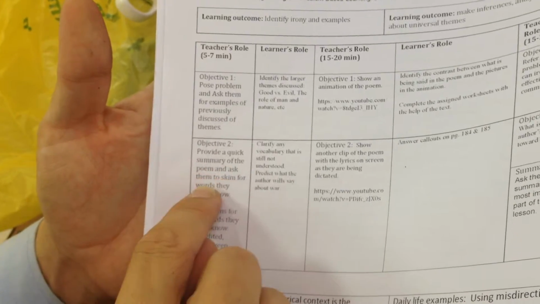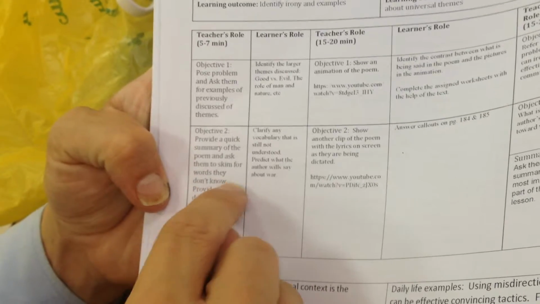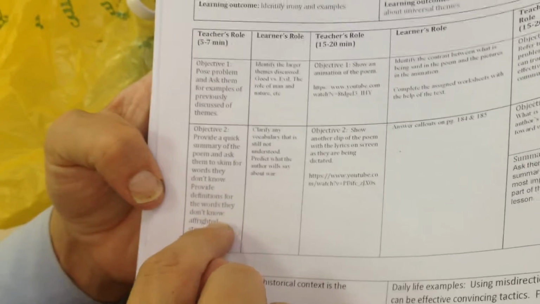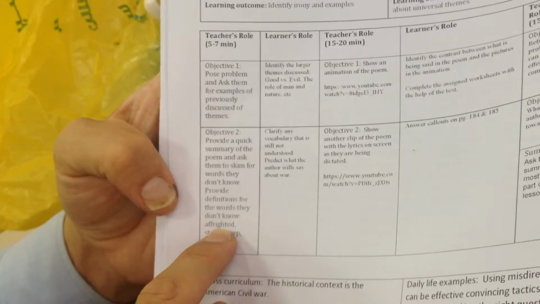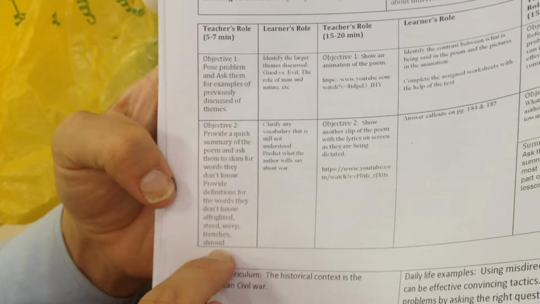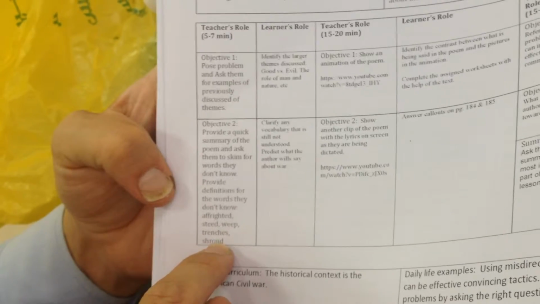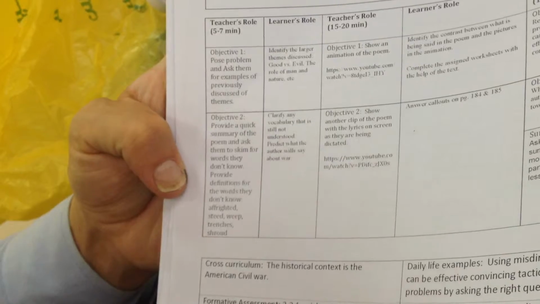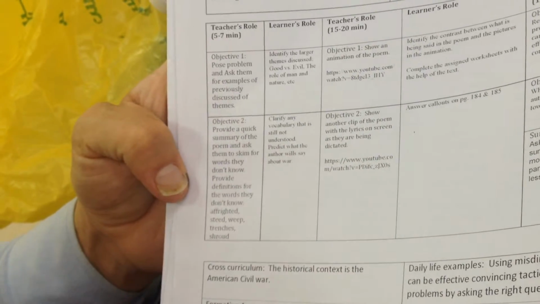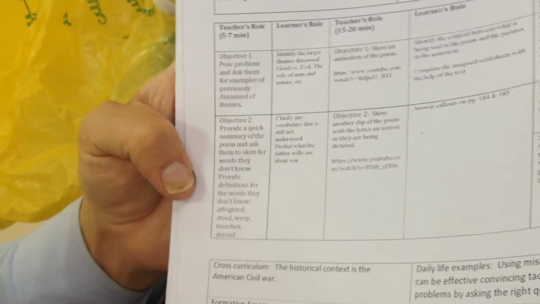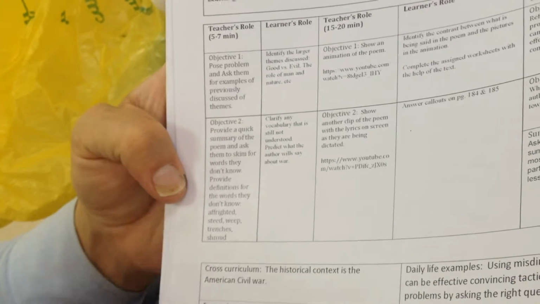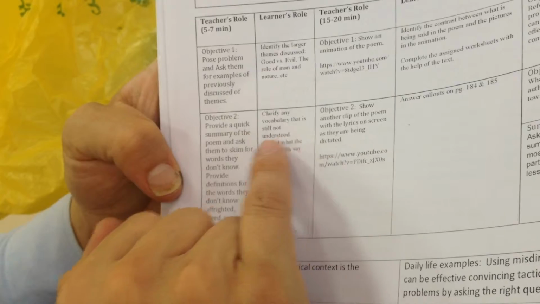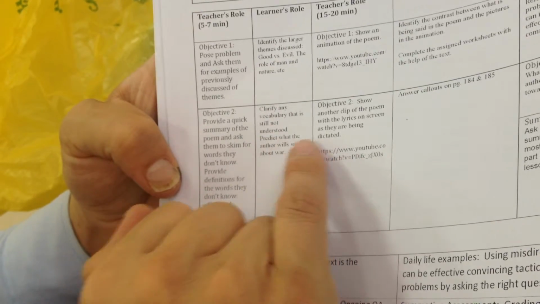Give a quick summary of the poem and ask them to skim for words they don't know. Then I can scaffold it. What do you mean by scaffold? Basically, I've picked out words that I imagine may be difficult for them. So I'm going to tell them what those words mean at the beginning, so they're able to comprehend the poem as they read it. Give them the hardest part first? Yes, or at least let them know what to expect. And they're going to tell me if they don't understand anything else.